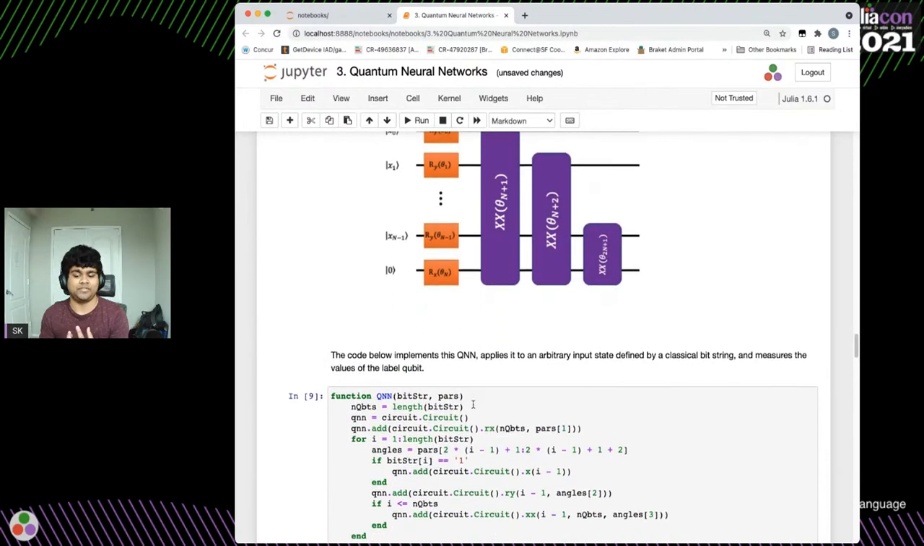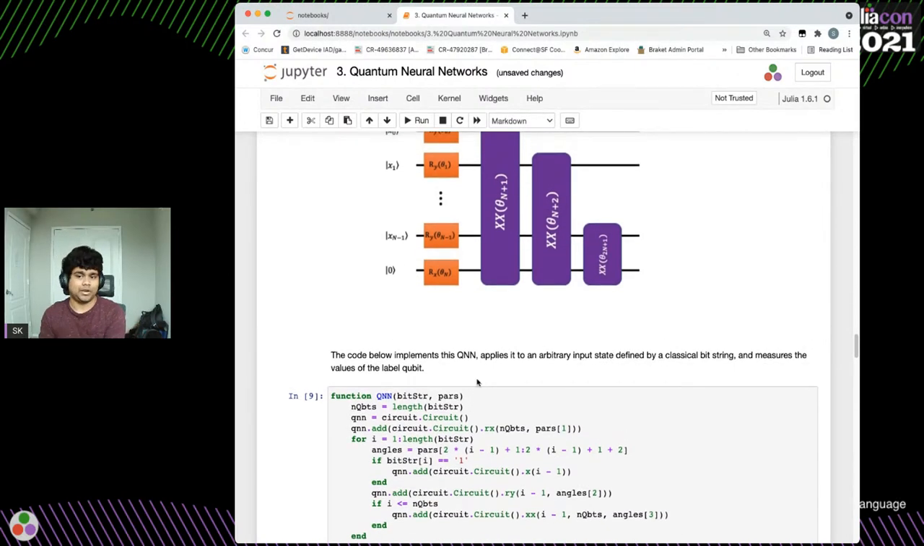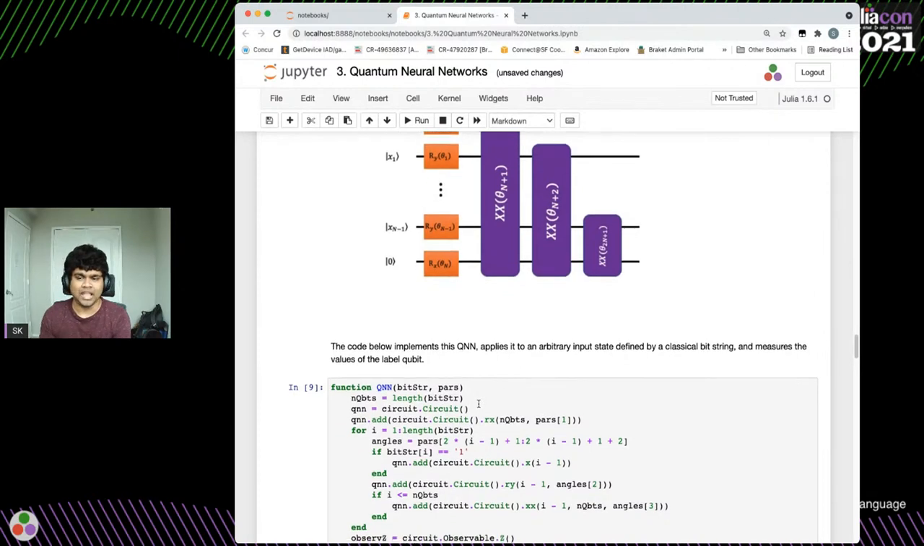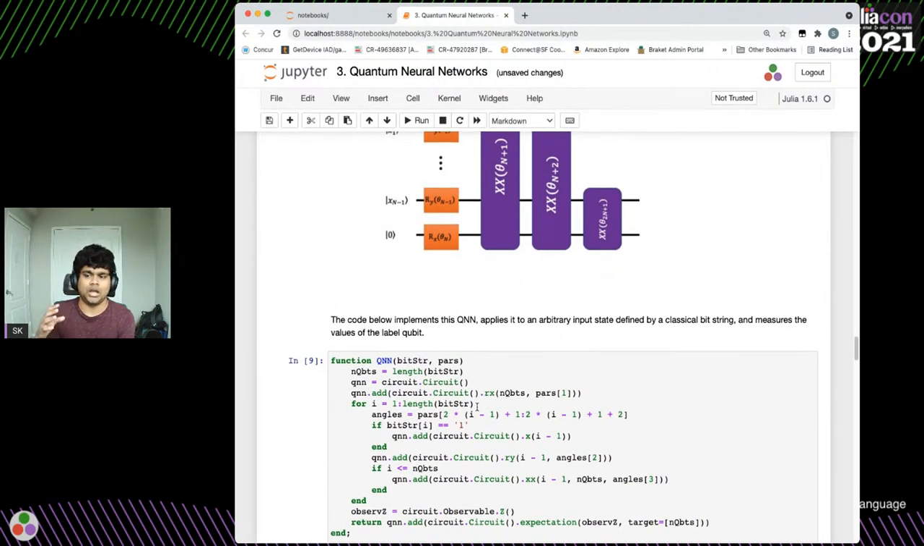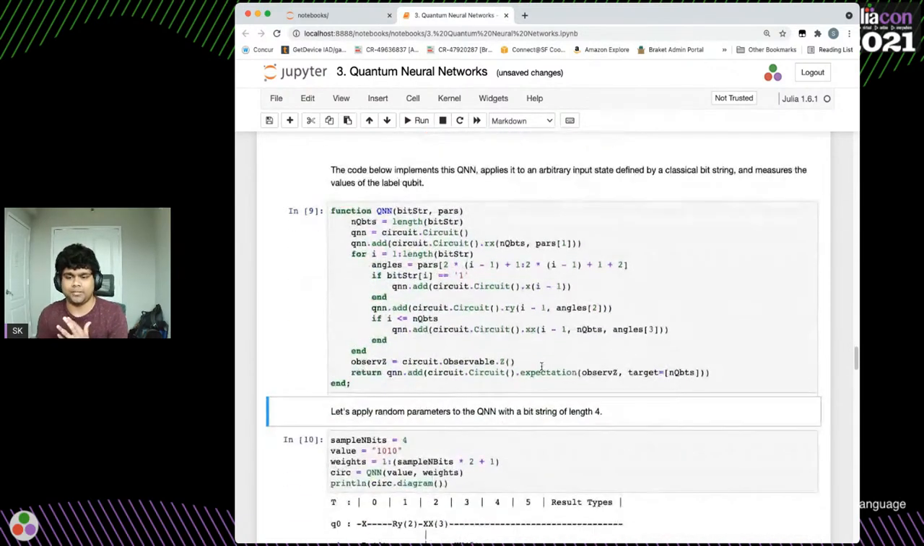So given a bit string of size n, this will produce a circuit of n plus 1 qubits with 2n plus 1 parameters. And that will be the circuit that we will be optimizing in the steps that come further, right? So let's talk about the circuit parameters next.